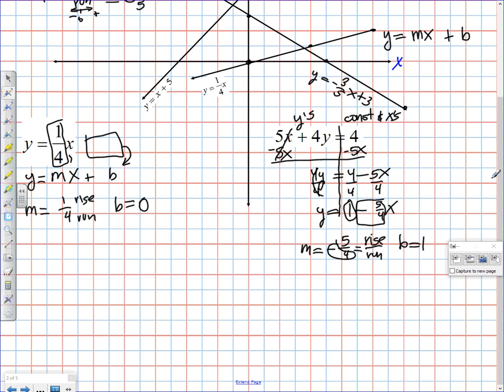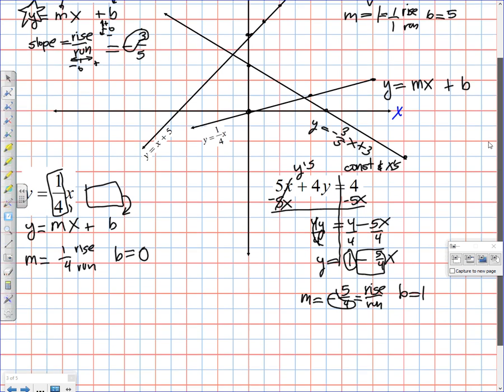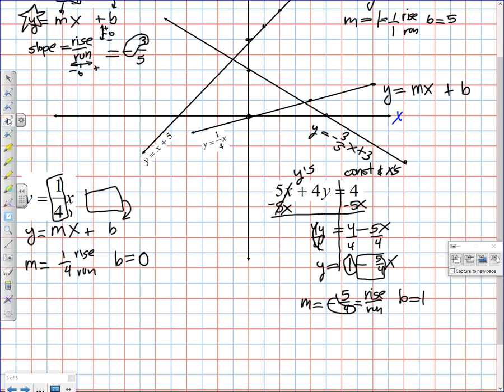So now to graph this, my y-intercept is 1. Go to y equal to 1. That'll be right about here. Now my rise is 5: 1, 2, 3, 4, 5. And my run is negative 4: 1, 2, 3, 4. Now draw a line between those 2 points, and that'll be your answer. So I'm gonna connect this with that, and that is my answer.